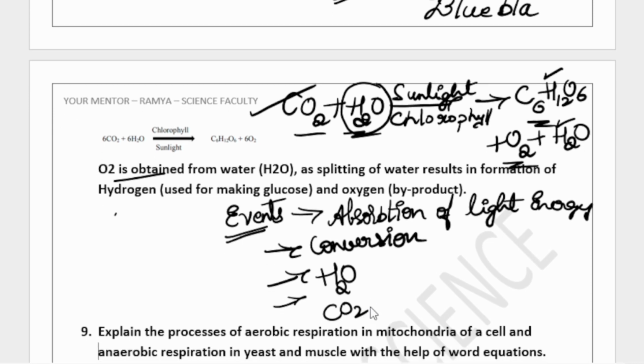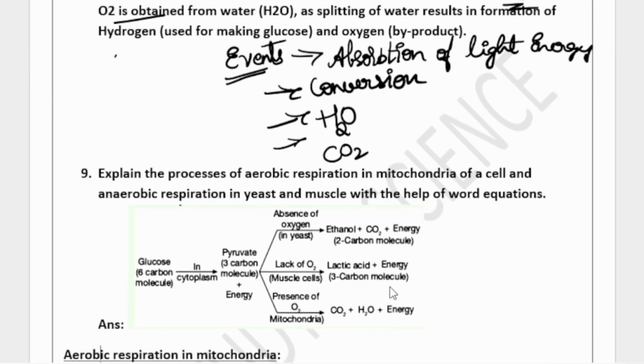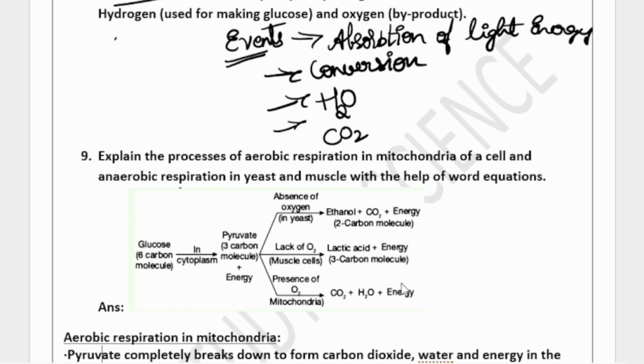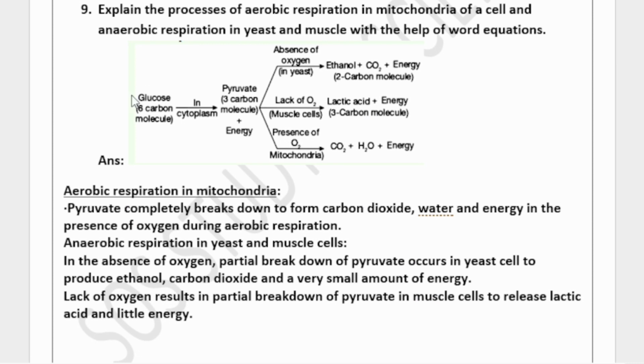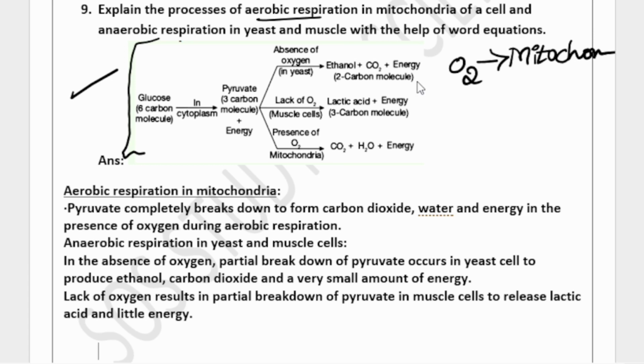The 9th question is, explain the process of aerobic respiration in mitochondria of a cell, anaerobic respiration in the yeast, and muscle with the help of word equation. Always don't forget to read this schematic representation, it is very important. What is happening here? They are asking aerobic respiration. That means, what is aerobic respiration? The respiration which takes place in the presence of oxygen. Respiration which takes place in the presence of oxygen is called aerobic, and this kind of respiration takes place in the mitochondria. Where does it take place? It takes place in the mitochondria.